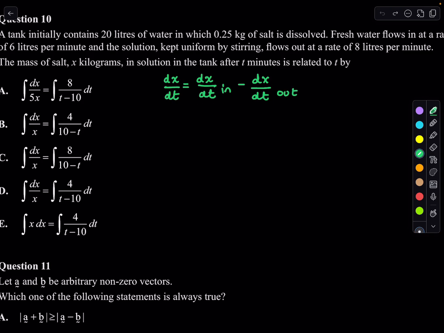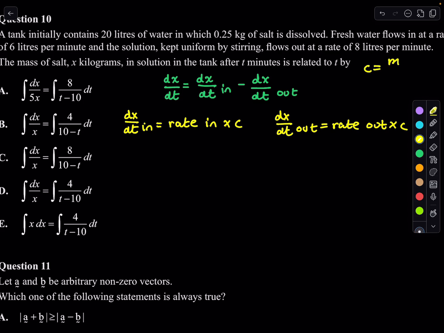So how do you find your dx/dt in? This is the formula: it is the rate in times your concentration. So the rate that's coming in times the concentration. And it's the same case for dx/dt out. Dx/dt out is the rate that's coming out times your concentration. And we know that concentration is just mass over volume. This is your formula for concentration.